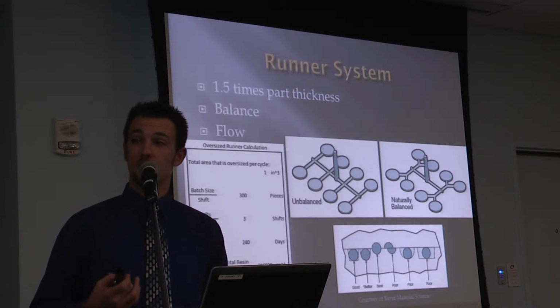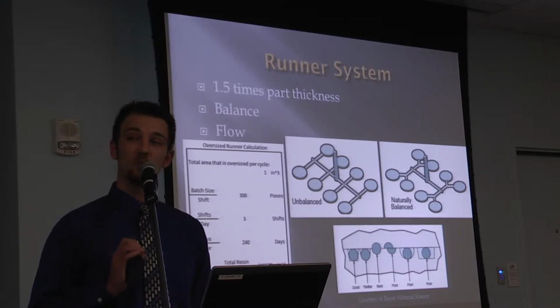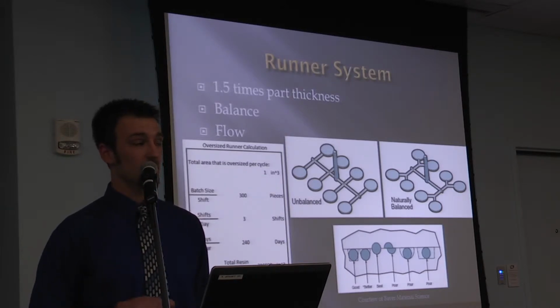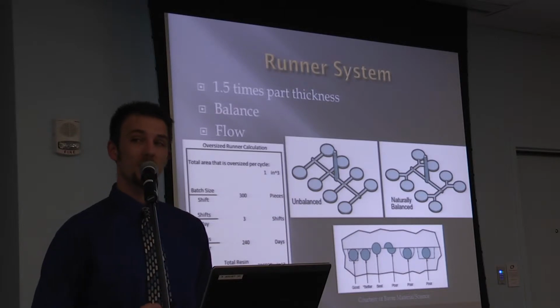If we oversize the runner, as can be seen in the left photo, by just 1 cubic inch, say we make this part 300 pieces in a shift, 3 shifts a day for 240 working days a year, we can waste around 125 cubic feet of material in a year's time.